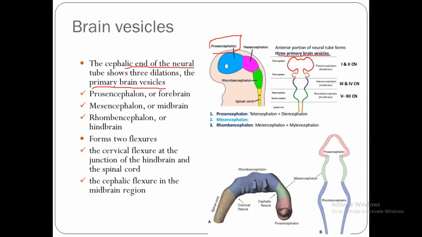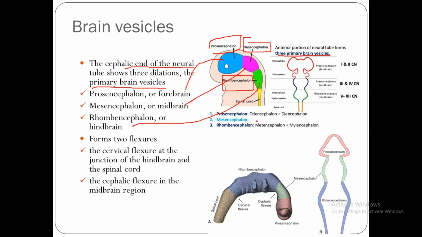From cranial to caudal we can name them. First is prosencephalon, second one is mesencephalon, and the last one is known as rhombencephalon. In other words, we can say that prosencephalon will be the forebrain, mesencephalon is the future midbrain, and rhombencephalon is the future hindbrain.